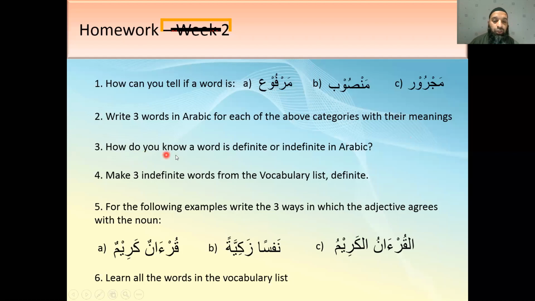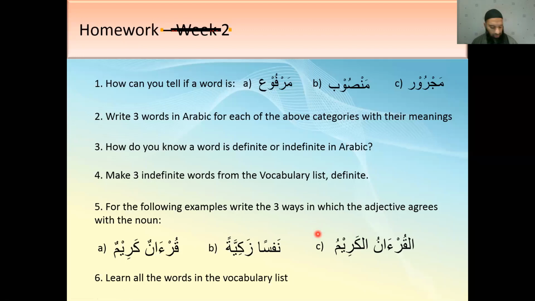Number 3, how do you know a word is definite or indefinite? Well, we've done that. Make three indefinite words from the vocabulary list definite. When you do that, remember the ending needs to change as well. Okay, for the following examples, write three ways in which the adjective agrees with the noun. So we've covered that in that colourful slide. And learn all the words in the vocabulary list. And that's all I've got for today.